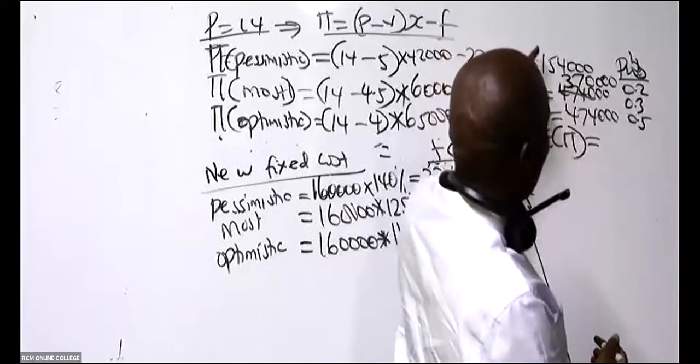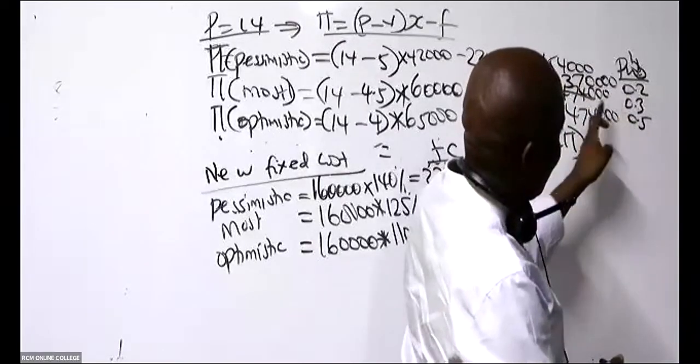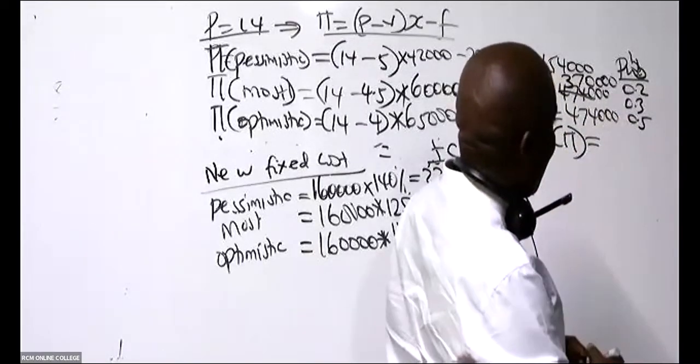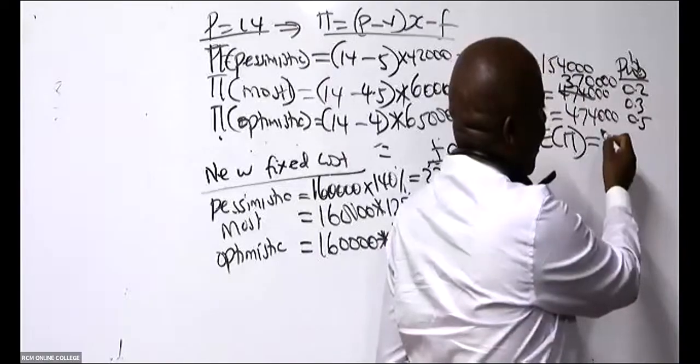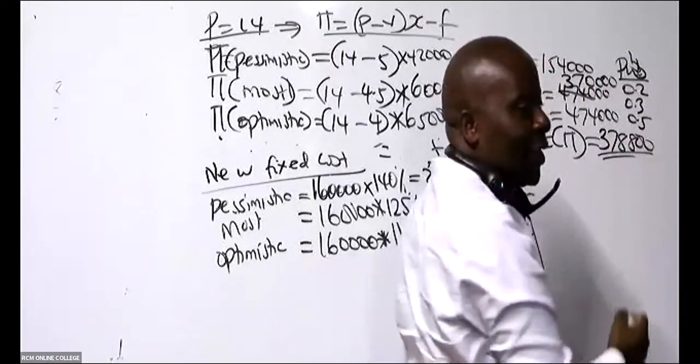So 378,800, eh? So you will take this 154,000 times 0.2 plus 370,000 times 0.3 plus 474,000 times 0.5, which gives us 378,800.